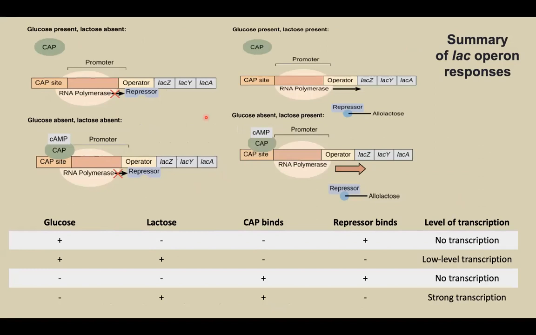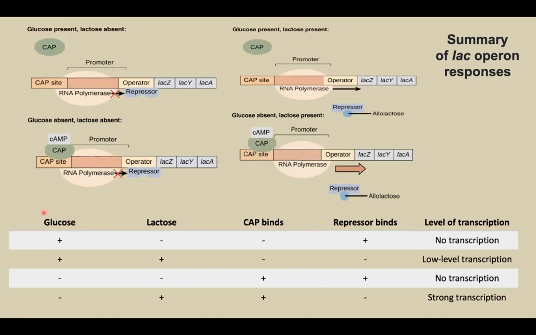Okay, alright. So this is the summary of the lac operon responses. Kita boleh tengok there are 4 responses altogether. There's glucose present and lactose absent. Glucose present and lactose present. Glucose absent and lactose absent. Glucose absent and lactose is present. So kalau you nak tengok, senang dekat jadual dekat bawah ni.